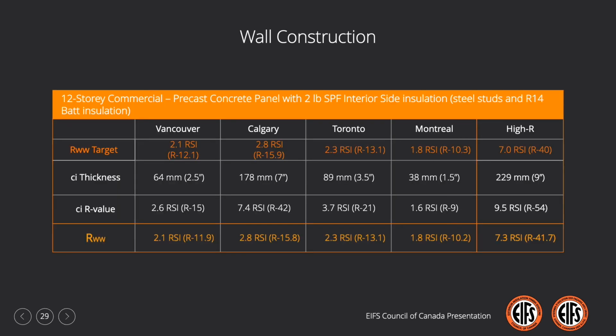The table of results now for the precast wall assembly. Not unlike all of our other assemblies, and as with the other tables, we have our whole wall target value along the top row, and then the whole wall, not target value, but the whole wall value as achieved by the precast assembly along the bottom row. In between, we have the related CI thicknesses for our various locations and our high R condition. You'll note in Calgary, we have a 7-inch SPF requirement, and in the high R condition, a 9-inch SPF condition or required thickness. I'll talk about that in a little bit more detail because it does factor into some of the costing considerations in our later material.